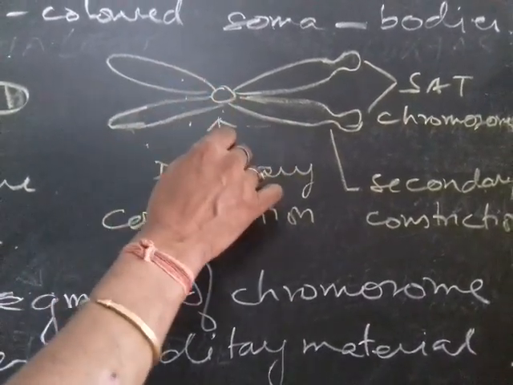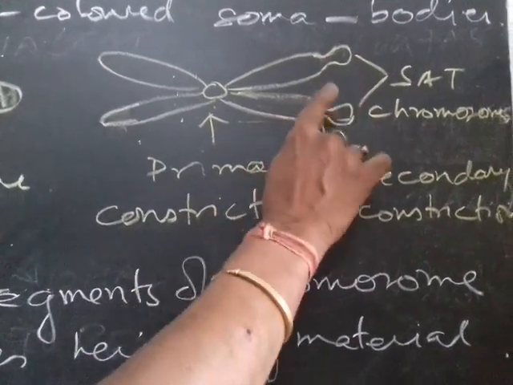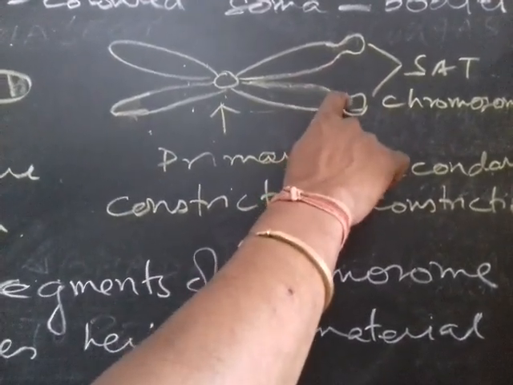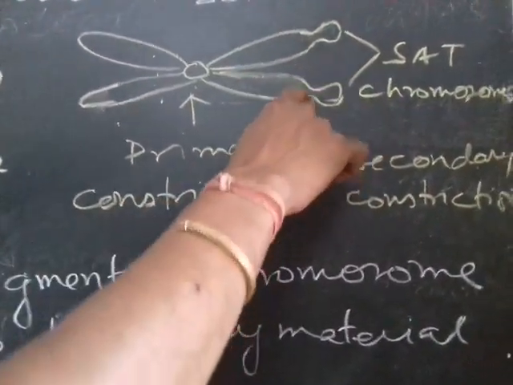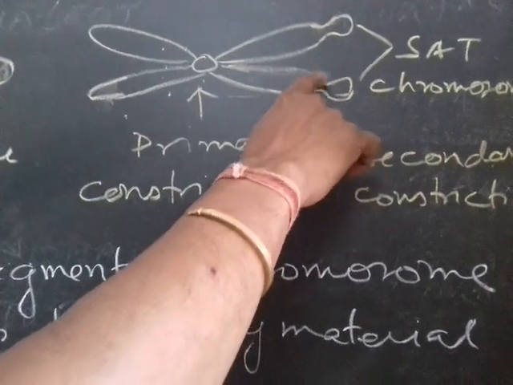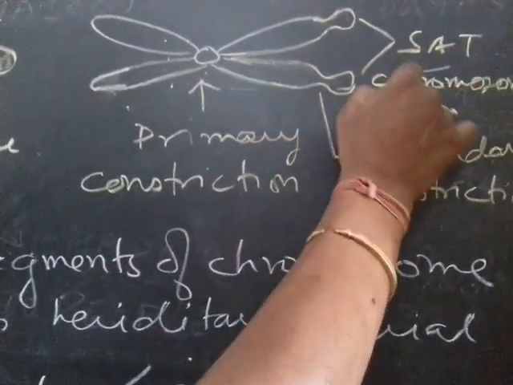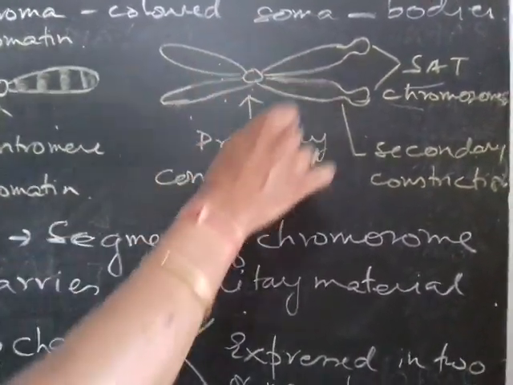So if this is the primary constriction, some chromosomes, like 11, 12, 13, 14, 15 of the human chromosomes, have a secondary constriction also. Now this is called the secondary constriction, and beyond the secondary constriction there are certain projections which are called the SAT chromosomes. So these chromosomes are highly coiled structures and they bear the gene.